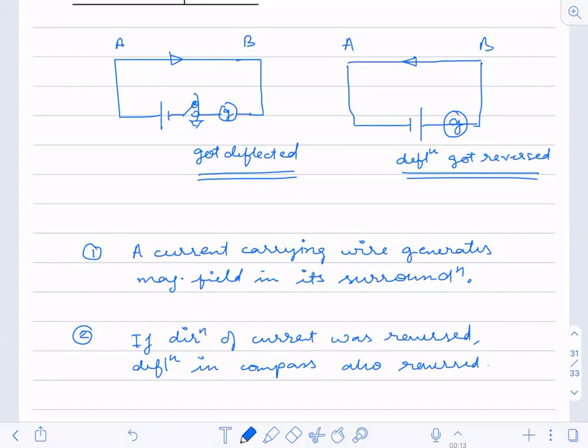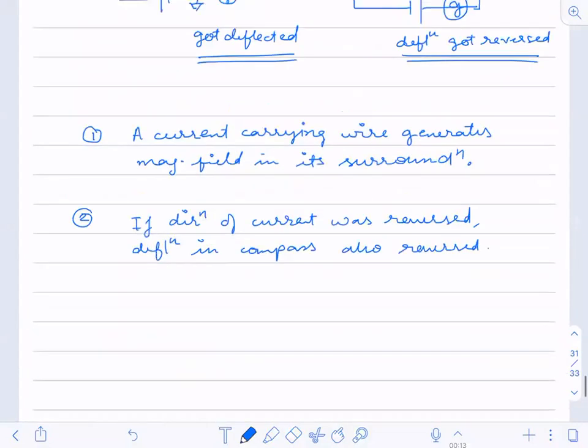Did you understand this now? Is anybody having any doubt here? Yes, is there anyone who is having doubt in this?